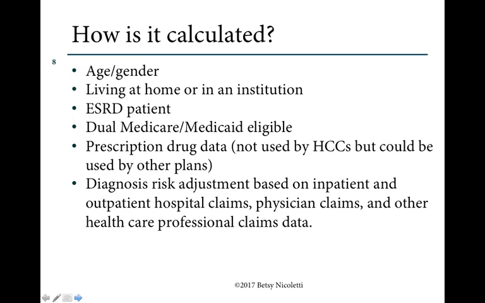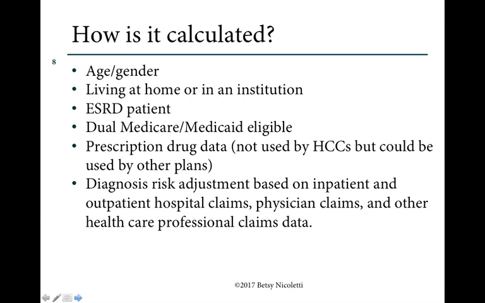So when I think about risk adjustment and HCCs, I think of two D words: demographics, diagnosis. So the first piece of risk adjustment is completely out of our control. The age and gender of the patient. Is the patient living at home or in an institution? Are they an end-stage renal disease patient? Are they dually eligible for Medicare and Medicaid? Some risk scores may include prescription drug data. HCCs do not. And here's the one that we can control, the last bullet on the slide.